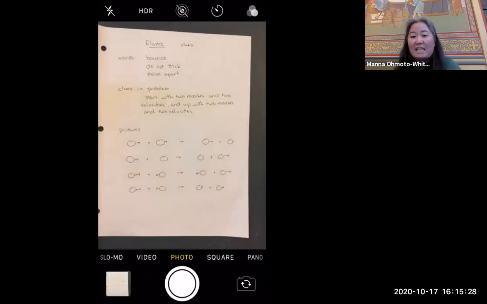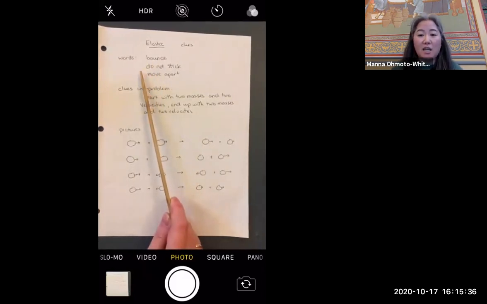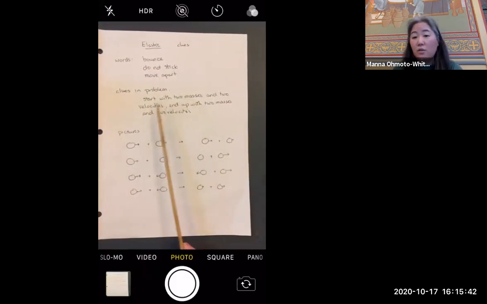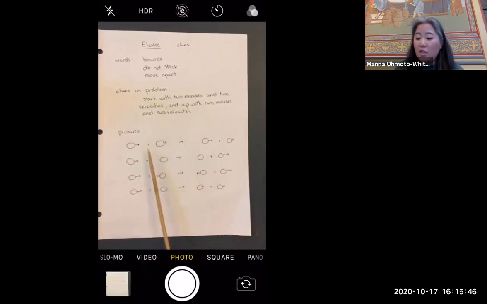Finally, elastic collisions. The clues in a word problem that you're looking for in elastic collisions are words like bounce, or do not stick, or move apart. And the clues in the problem are that you start with two masses and two different velocities, and you end up with two masses and two different velocities. So each object stays separate before and after.